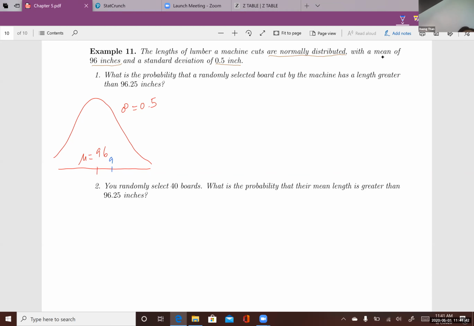Okay, so my interest value is 96.25. I say it x1. Okay, and I want to find the probability to the right of this value. So P of x greater than 96.25 equals P of, because it's normally distributed, I can use a z-table. And in order to use a z-table, I need to find the z value. So what is the z value of this x? The z value here is going to be 96.25 minus 96 divided by sigma, which is 0.5.